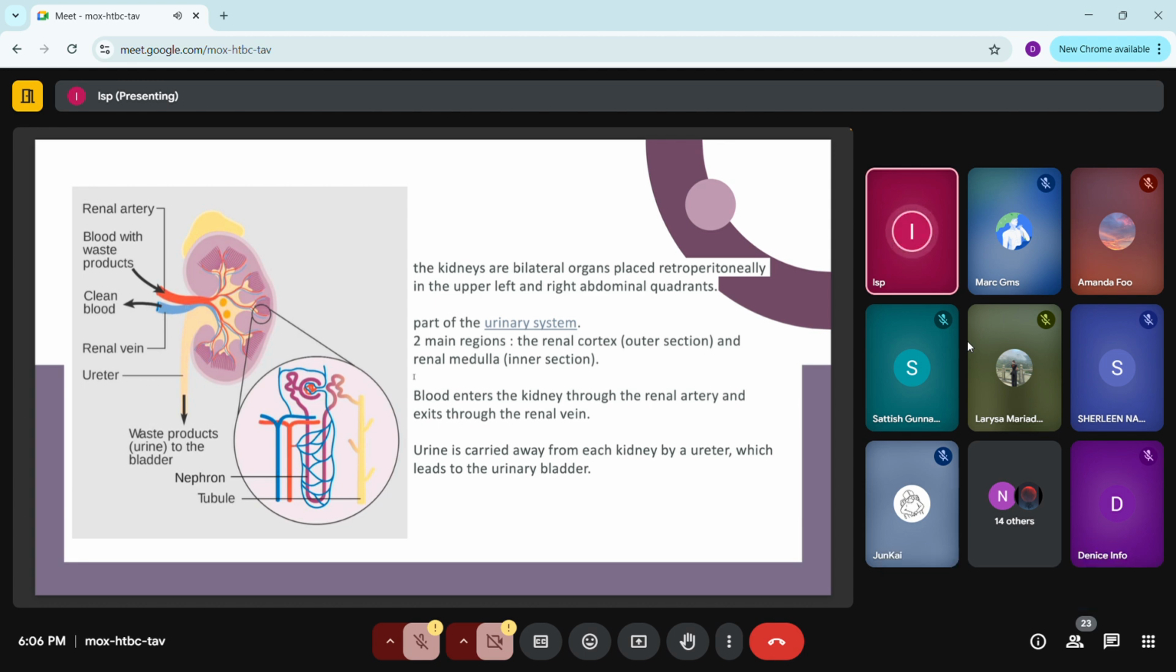So blood will enter through the renal artery and go through the filtration system, and then the clean blood will be excreted via your renal vein. It's something like a water heater. Your water heater also has two water tubings, one red and one blue. It's almost a very similar concept. Okay.